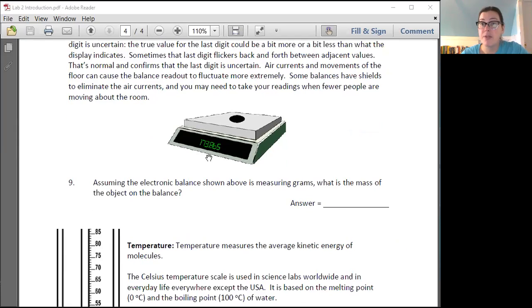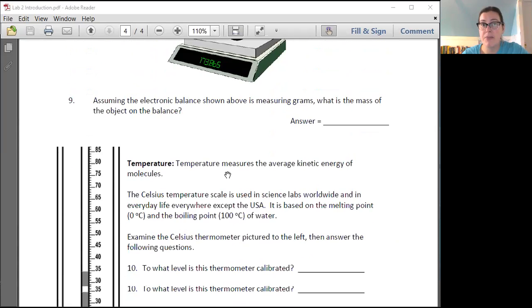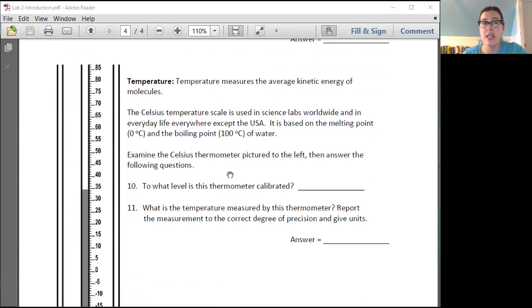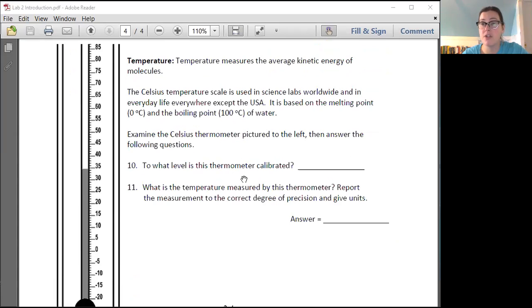And the last type of measurement that we're going to be taking in this lab is temperature. Chemists use the degrees Celsius unit for temperature. And what temperature measures is the average movement or average kinetic energy of the particles. How much are they moving? So for this particular temperature, let's take a look at what its calibration level is. What is each line worth? We see 30, 35, 40, which means each little line is worth 1. So each line is worth 1 degree Celsius.